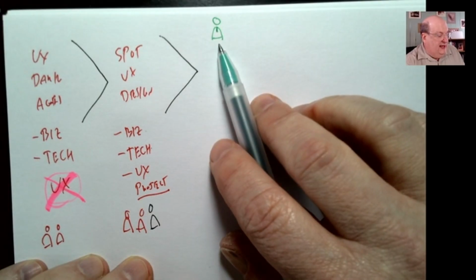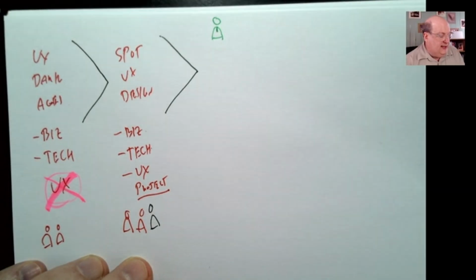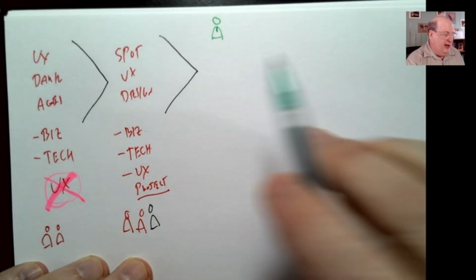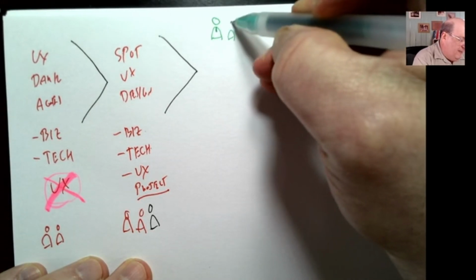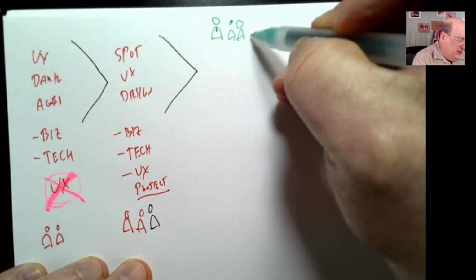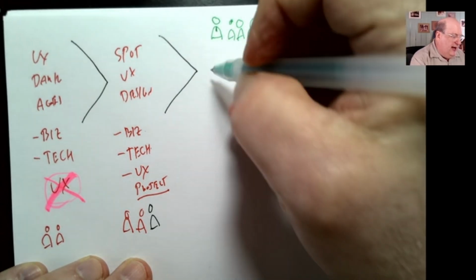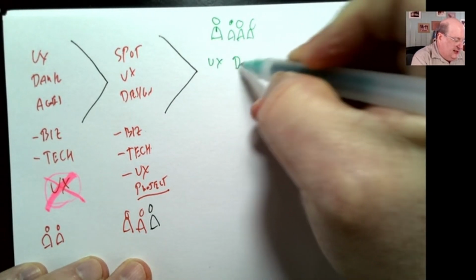So they decide, okay, we're going to build a UX team. So they hire a manager, they hire a bunch of UX people to go with the manager, and they create what we call UX design as a service.